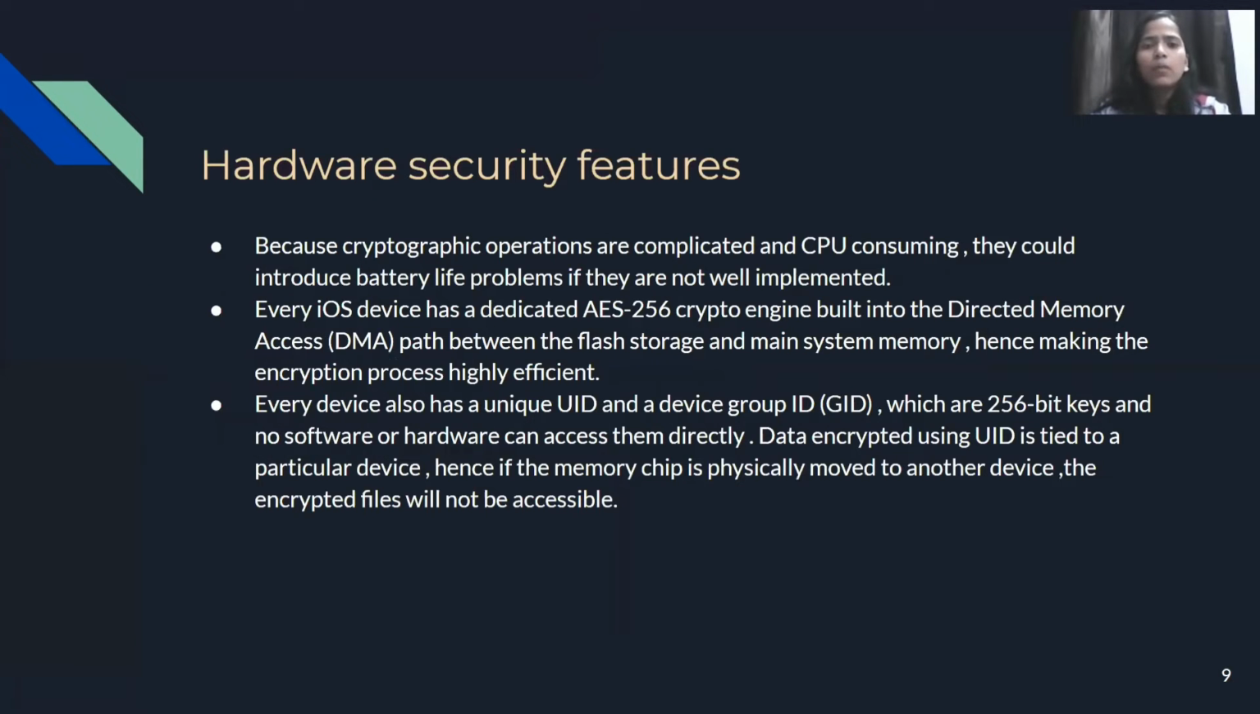Because cryptographic operations are complicated and CPU consuming, they could introduce battery life problems if they are not implemented well. Every iOS device has a dedicated AES-256 crypto engine built into the DMA path between the flash storage and main system memory, hence making the encryption process highly efficient. Every device also has a unique UID and a device group ID, which are 256-bit keys, and no software or hardware can access them directly. Data encrypted using UID is tied to a particular device. Hence, if the memory chip is physically moved to another device, the encrypted file will not be accessible.